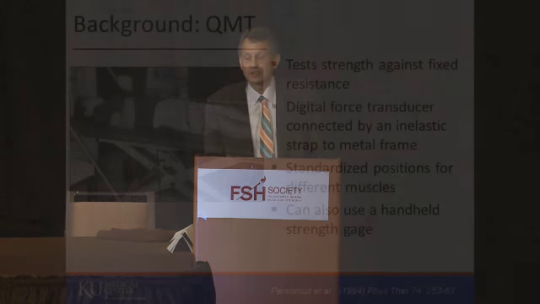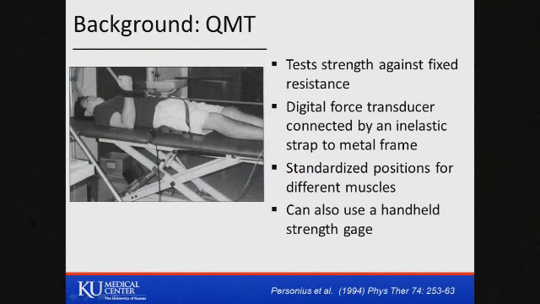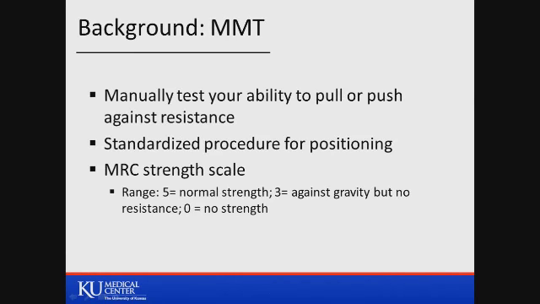Quantitative myometry uses a digital force transducer. This is the quantitative part. What you can see in this picture is an example of the common apparatus for this, which is a table that has a large metal frame around it. The force transducer is connected to an inelastic strap, and a person is put in a position to isolate the strength of a single muscle. So there are standardized positions for doing this. You can also use handheld strength gauges to do this.